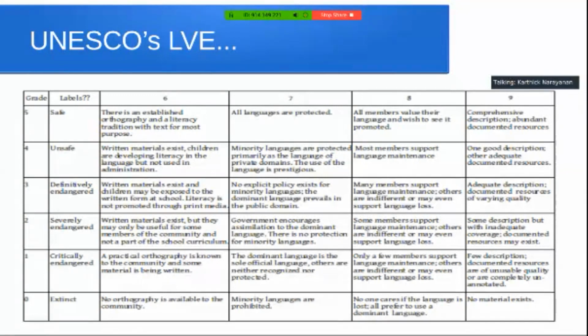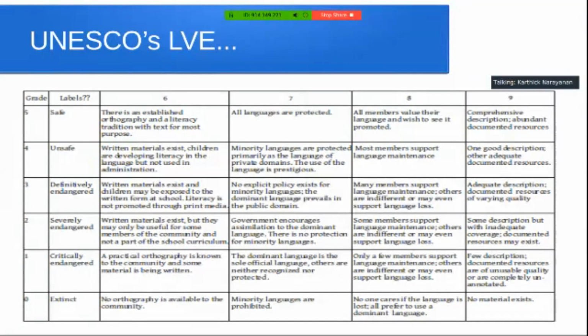This is the definitely endangered state, where we do not have any articulated policy. The dominant language takes center stage when it comes to the public domain, like how Hindi and English do in the Indian scenario. Then grade 2, can we call it severely endangered? We can call it severely endangered.